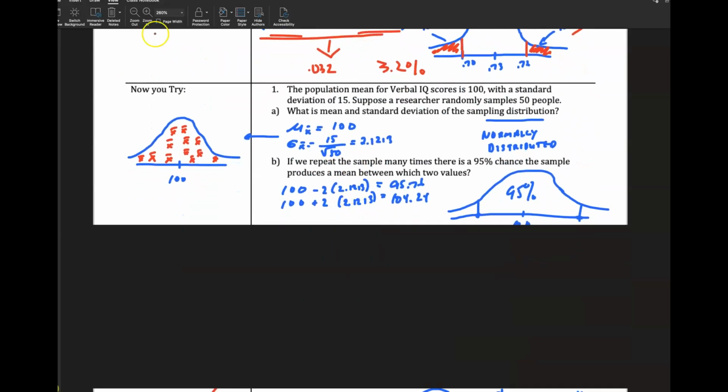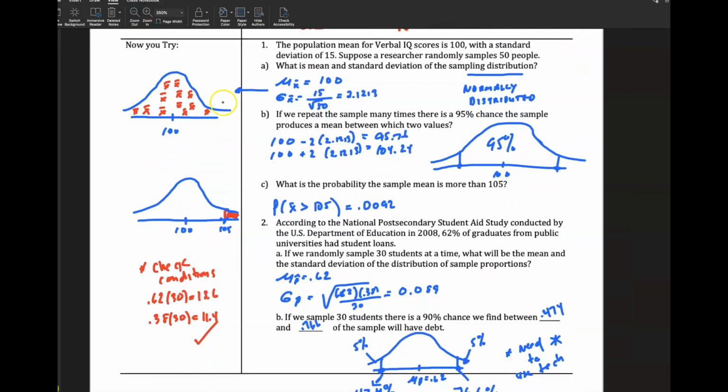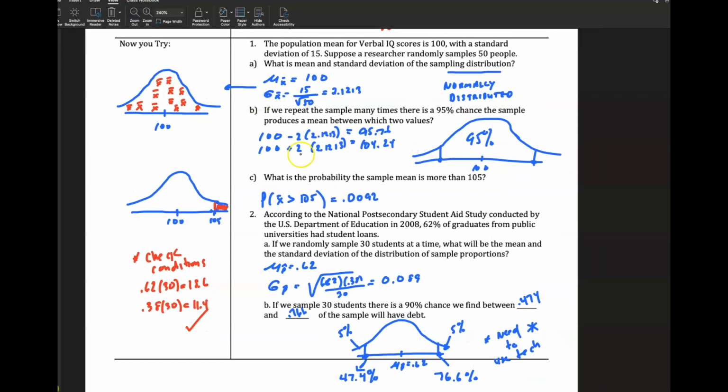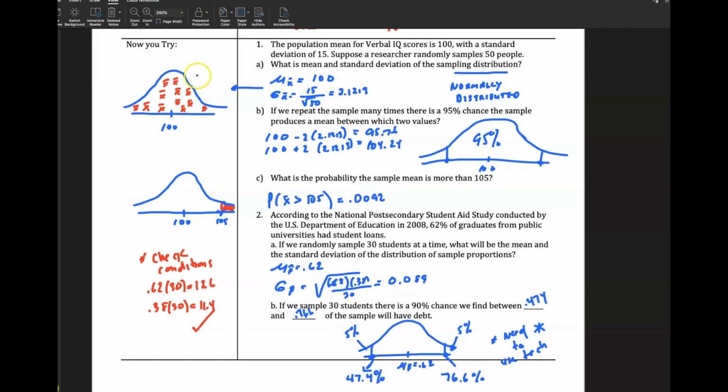I'll just display those now-you-try problems so that you can check your answers there. I'll leave it up real quick. You can pause and take a look at that. But those are the answers to those now-you-try questions.